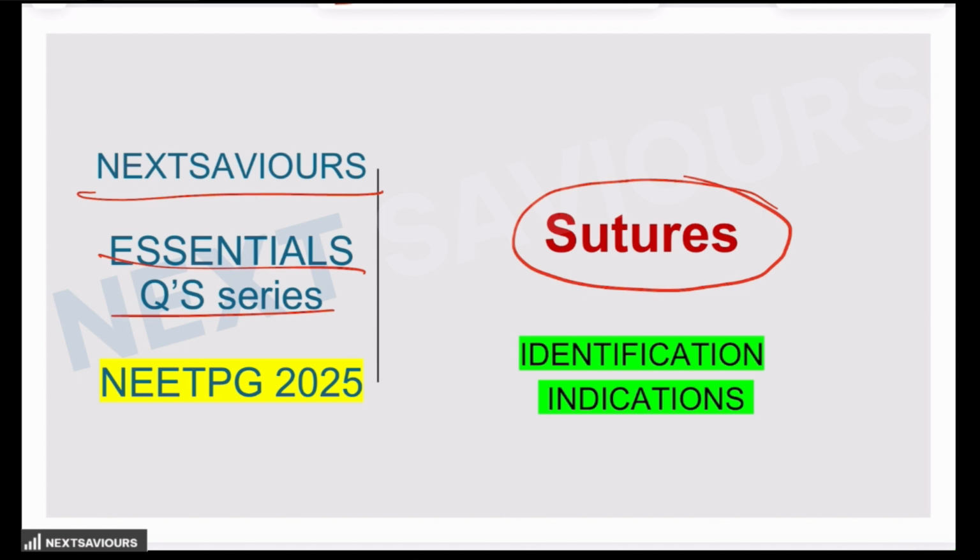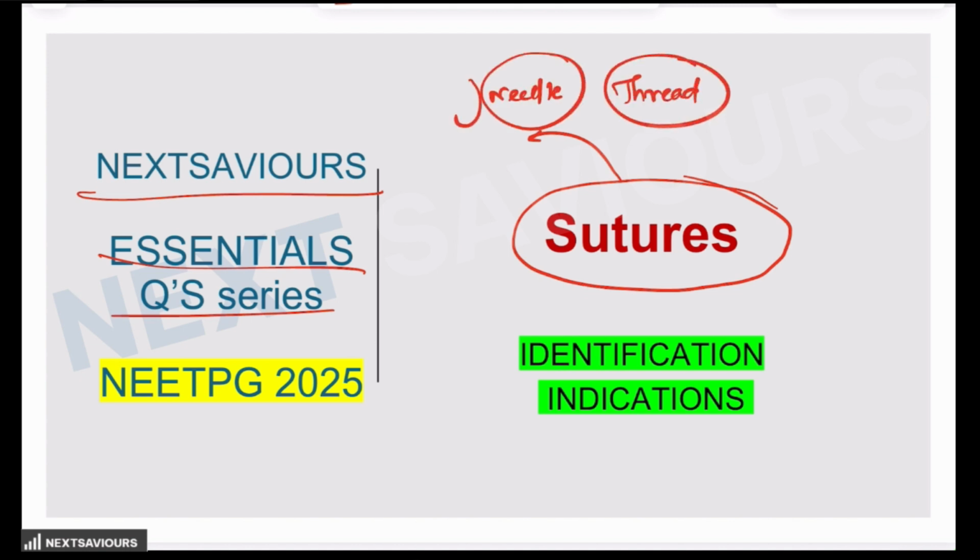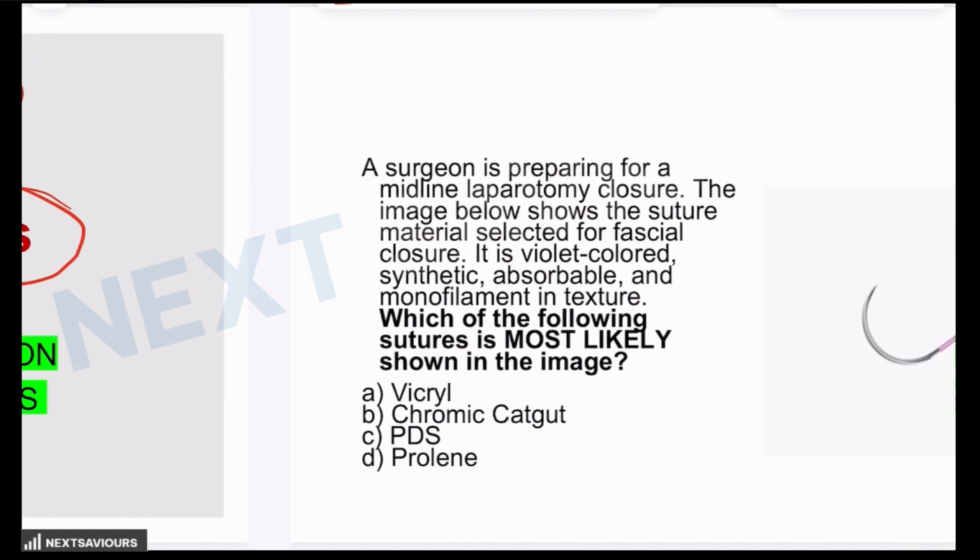Majority of the times what we tend to learn for the sutures are their structural characteristics and their indications. But the topic becomes much easier when we identify that the suture is having a needle and a thread. Until and unless we know the specific features of this needle and thread, we cannot reach the conclusion of where exactly such types of sutures would be utilized. So this is what we are going to learn about.